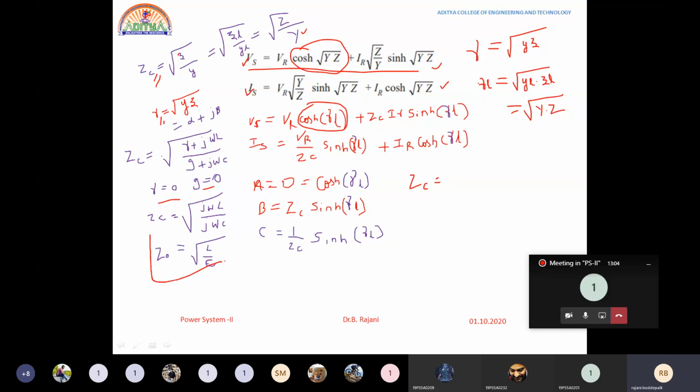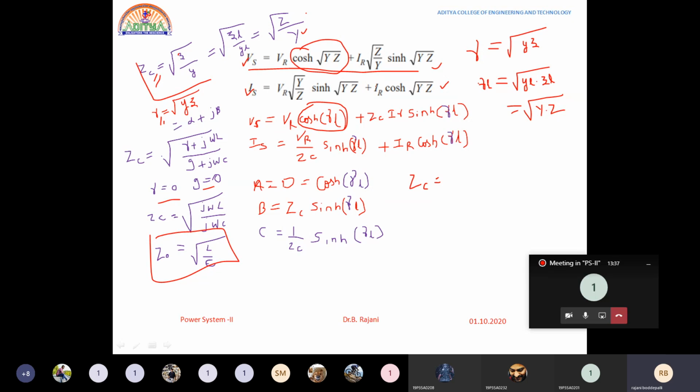This is one formula we have in our hands, and Zc is equal to root over Z by Y. This formula is essential in these calculations. Vs is equal to Vr cosh root Yz plus Ir into root Z by Y sinh root Yz. Is is equal to Vr root Y by Z sinh root Yz plus Ir cosh root Yz. This can be written like this. How can I write this one?